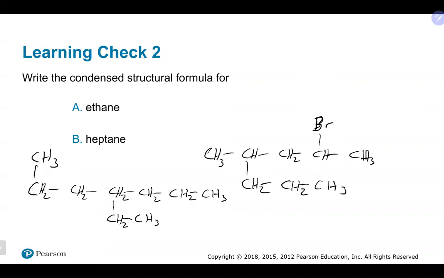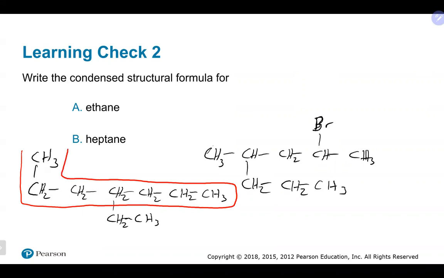On the one on the left, the longest carbon chain should be somewhere about there, yeah? That is 1, 2, 3, 4, 5, 6, 7 carbons, which means the base of that name should be 7 carbons, which is heptane. That's the base of the name.